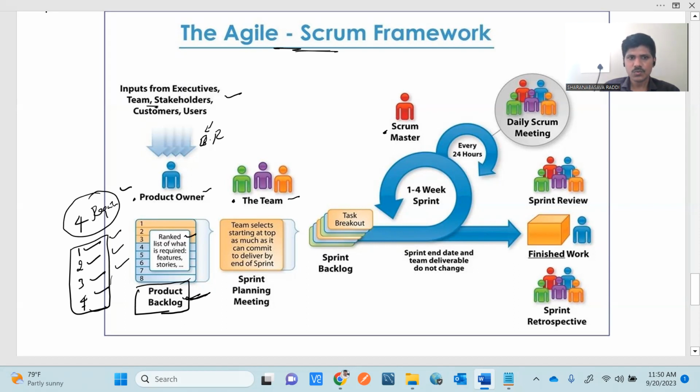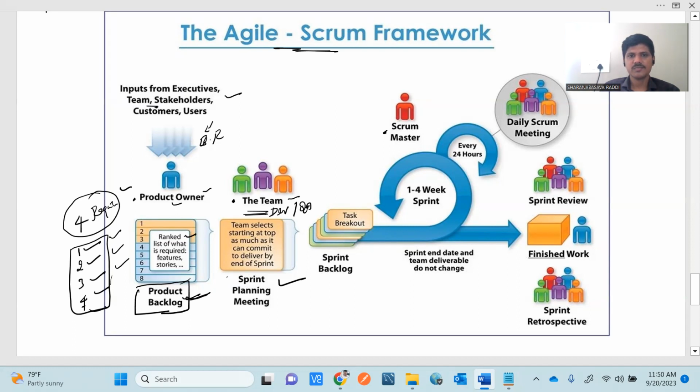Okay, so once these things are done, product backlog is ready, then there will be a sprint planning meeting. Sprint planning meeting is nothing but here what happens, the actual team, means team is nothing but a dev team and QA team, as well as product owner and scrum master.